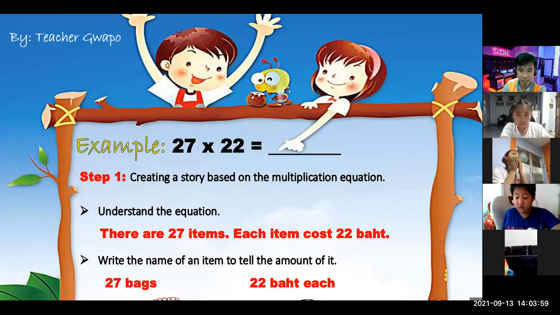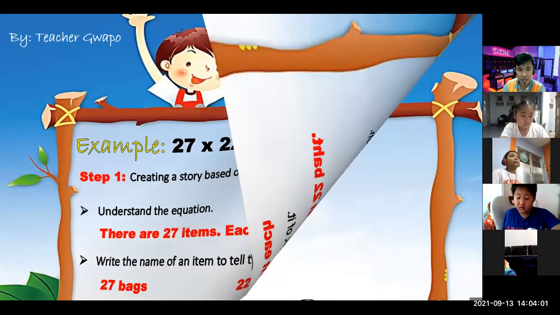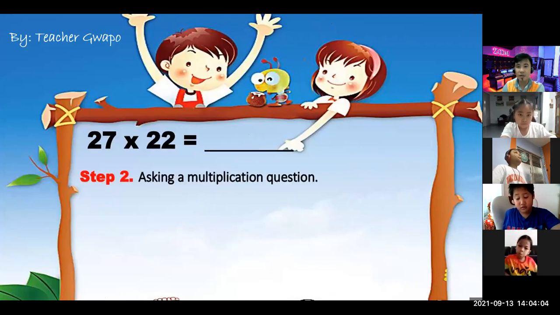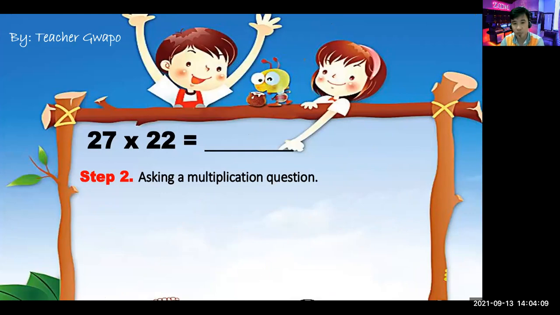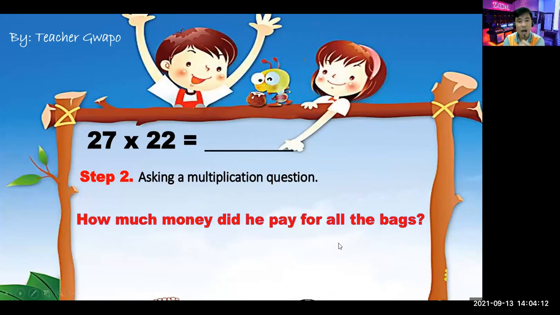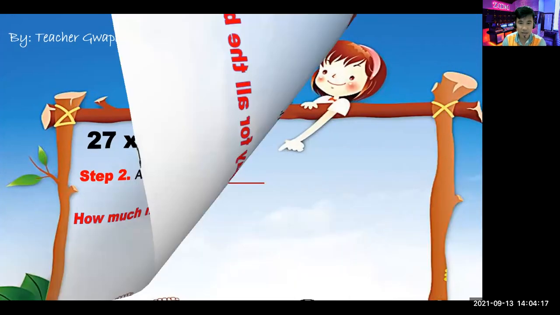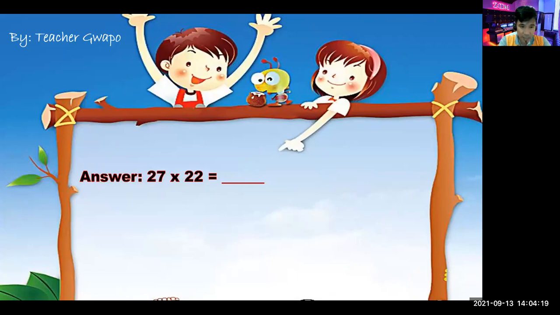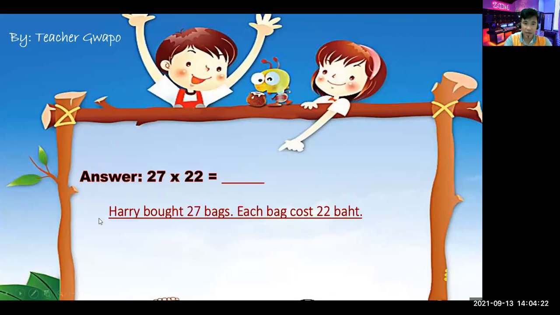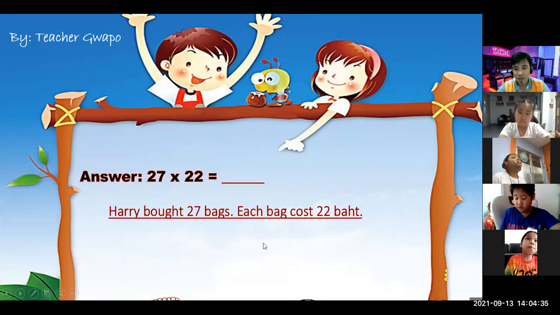Here you can see there are 27 bags. So step number 2, you will ask a question, and then it's finished. Asking a multiplication question is step number 2. For example, how much money did he pay for all the bags? Now let's use the name of your friend. This one here is Harry, right? Harry bought 27 bags, and each bag costs 22 baht. Or Nacha bought 27 bags, and each bag costs 22 baht.